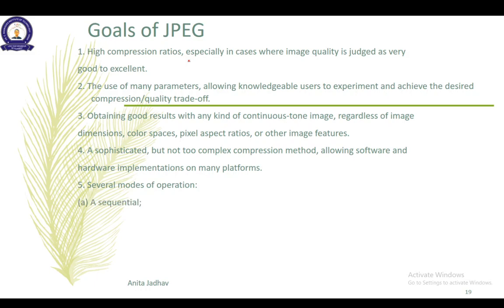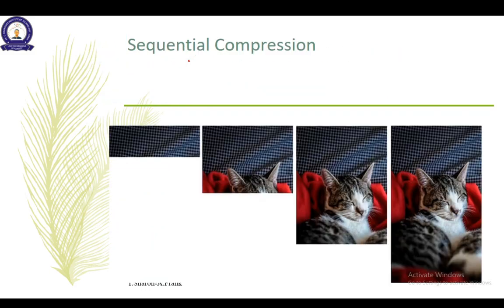So JPEG has different modes of operation in which it works. The first is sequential, then you have progressive, then you have hierarchical, and then you have lossless. Now what do you mean by sequential mode here? You must have seen this kind of images many times. In the sequential images, the image will be scanned from left to right and top to bottom. So it will take certain time to get the final picture.